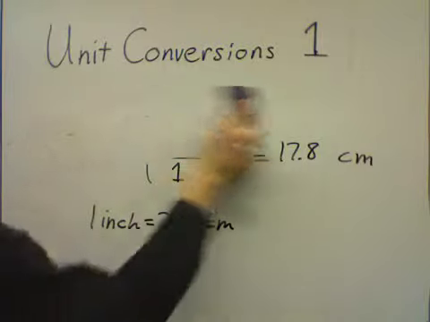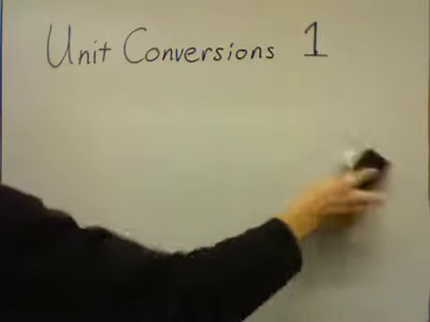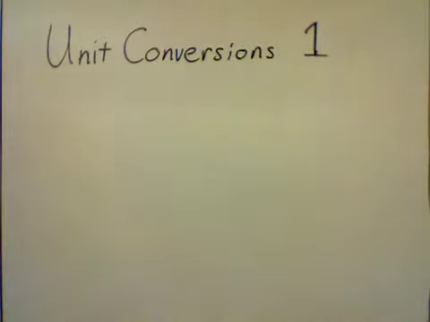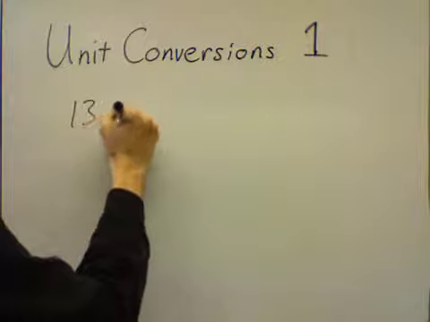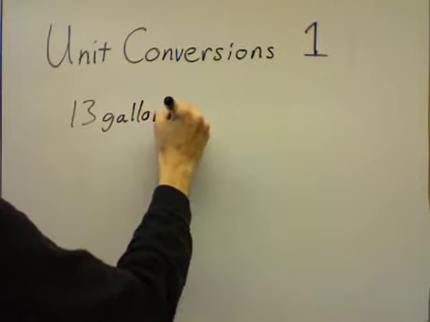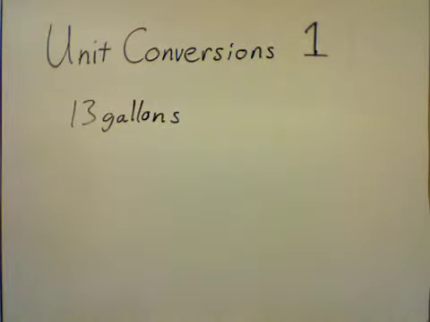Let's try another one. Suppose I drive my car to Canada. My car holds about 13 gallons of gasoline. So I need about 13 gallons of gasoline to fill up the tank of my car. Now, when I get to Canada, I find that they have listed the prices of gasoline in liters. Well, I want to know how many liters my gas tank holds so I know how much it's going to cost me to fill it up. How am I going to do that?